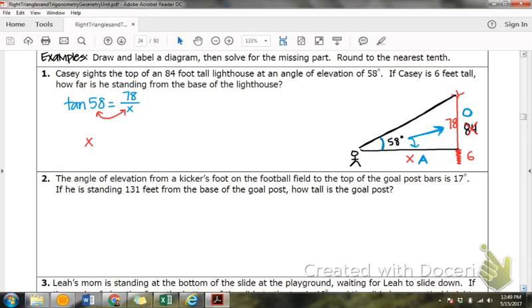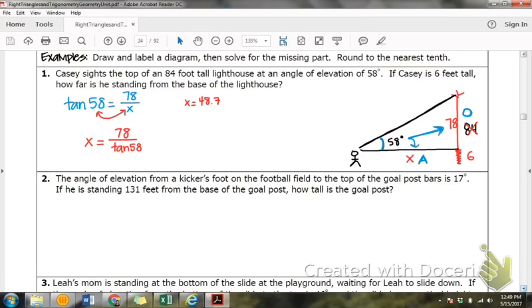So let's go ahead and write x equals 78 over tangent 58, and then let's use our calculator. Remember to put it in exactly like this. 78 goes first, then divided by tangent of 58. Please close your parenthesis on the 58. Carla, what did you get for x? 48.7. Does anyone else get 48.7?